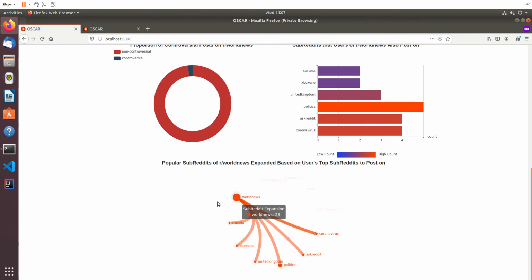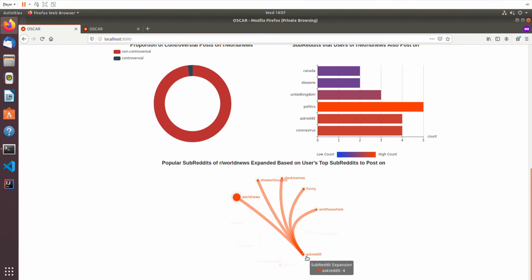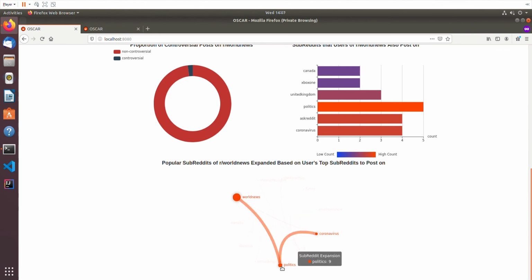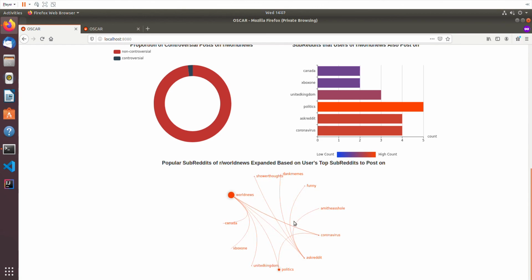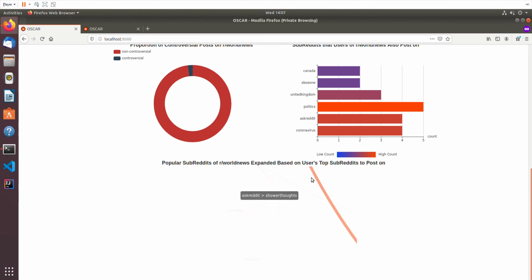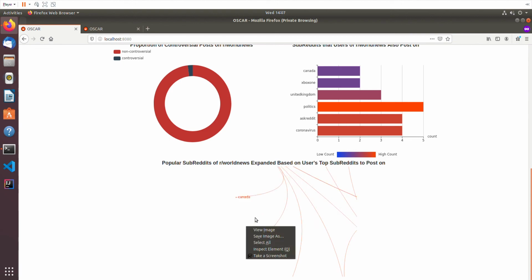So we have world news and then a bunch of tangential ones that actually aren't directly related to world news. They're related through Ask Reddit, which is a very popular subreddit. So through Ask Reddit, world news is connected to the funny subreddit. And then politics and coronavirus are also related to one another. And once again, we can zoom and drag to get a closer look if we want to.